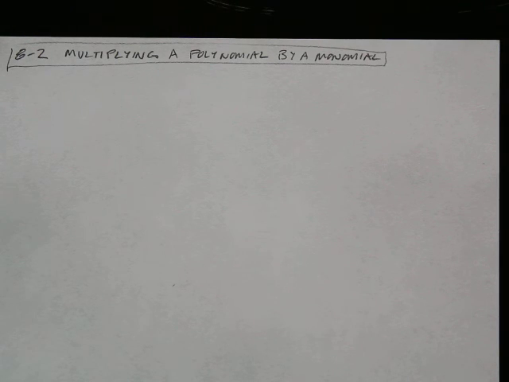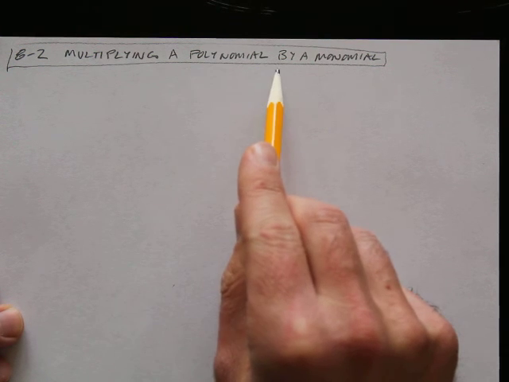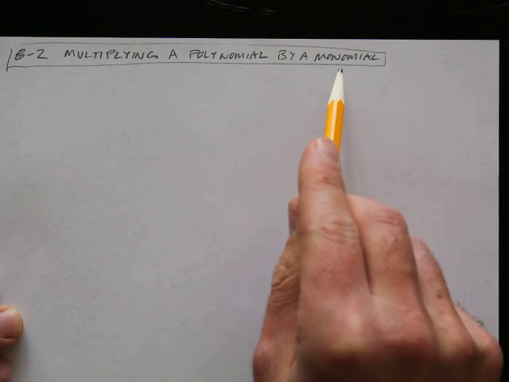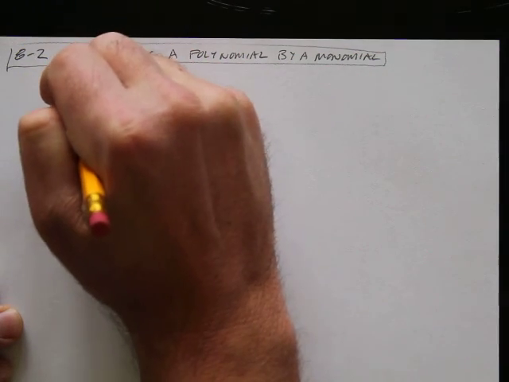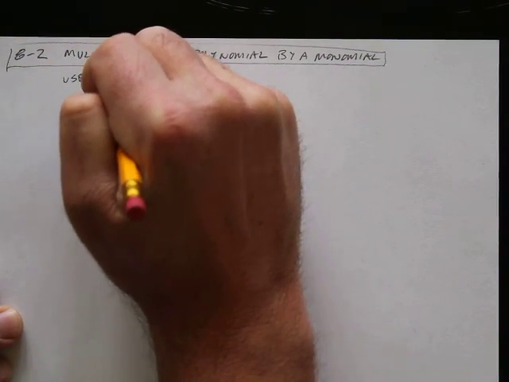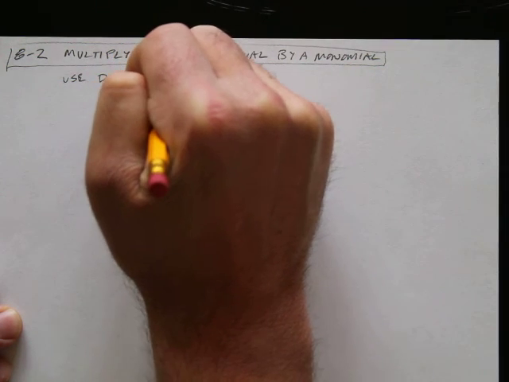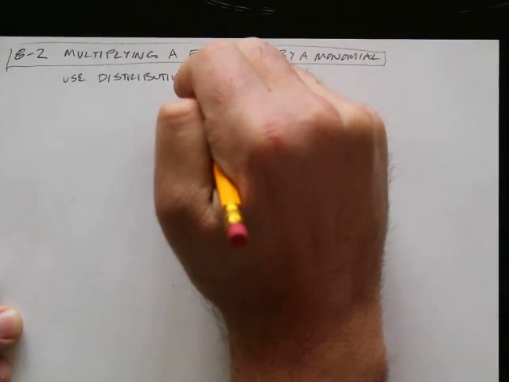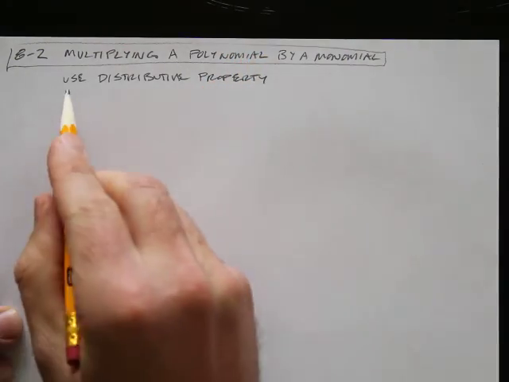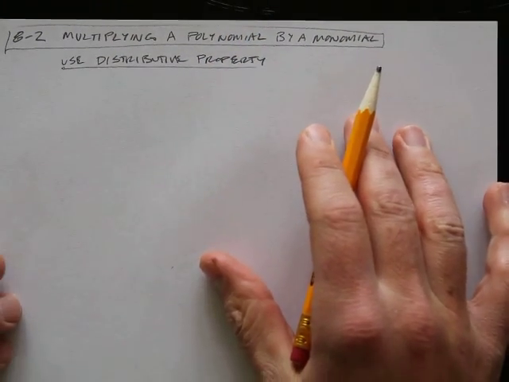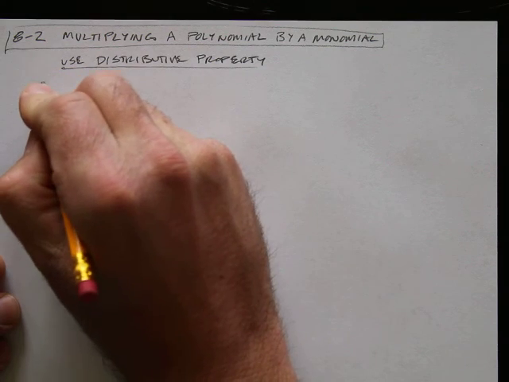Algebra 1, section 8-2, multiplying a polynomial by a monomial. We're going to use the distributive property. And let's remind ourselves how the distributive property works.